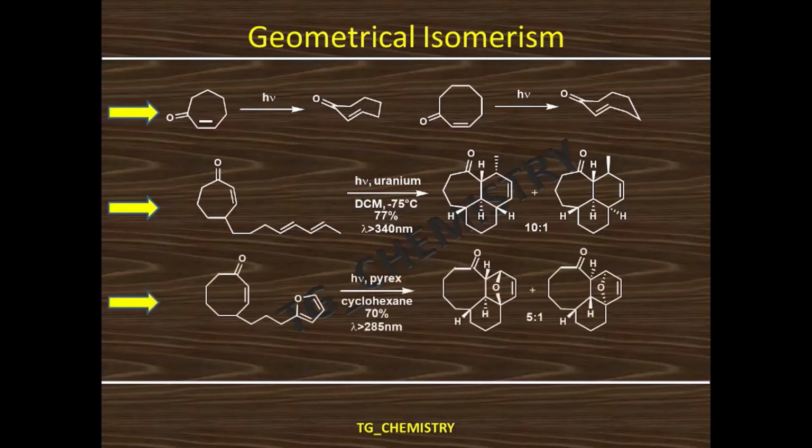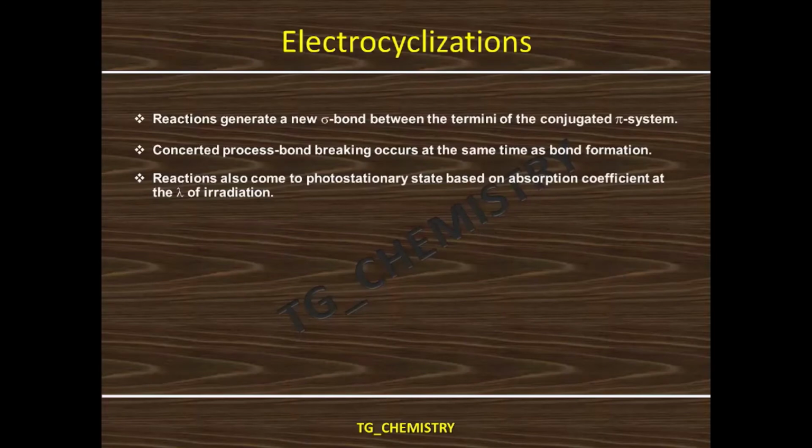Another example with furan as the substitution or branched chain, and that will lead to a mixture of heterocycle-fused ring structures, of course. And here the glass vessel used is Pyrex, so the wavelength will be associated with more than 285 nm. Next, I will be talking about electrocyclization reactions.